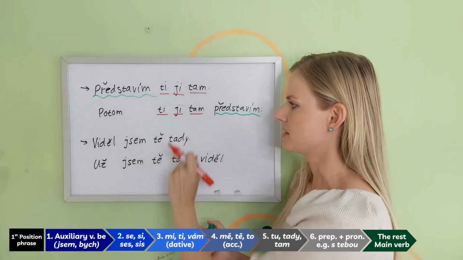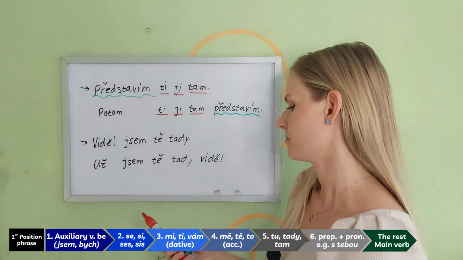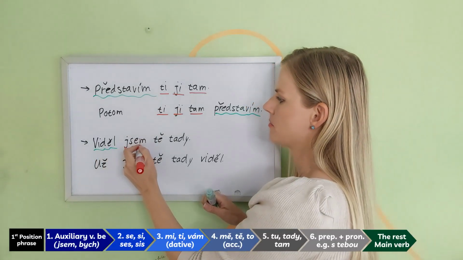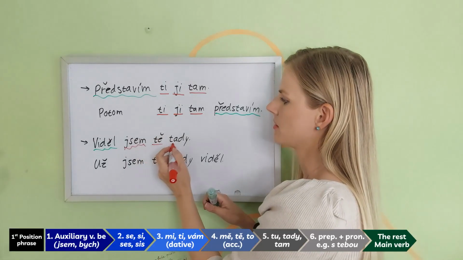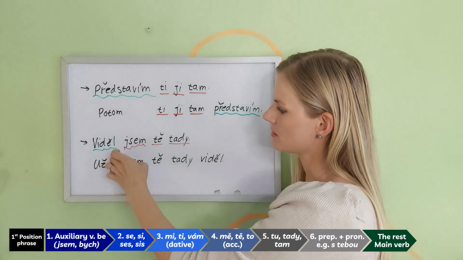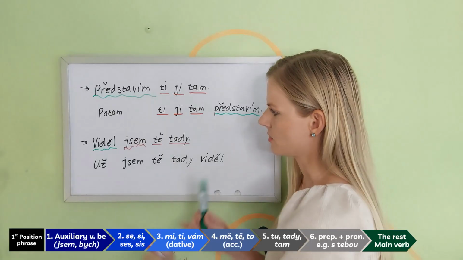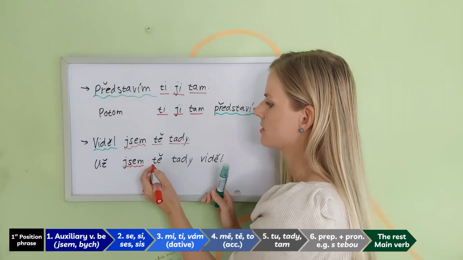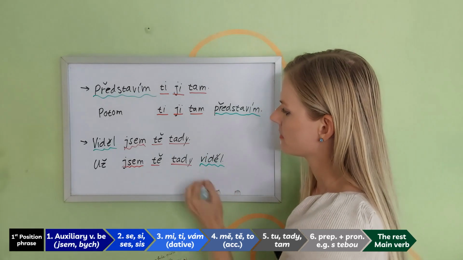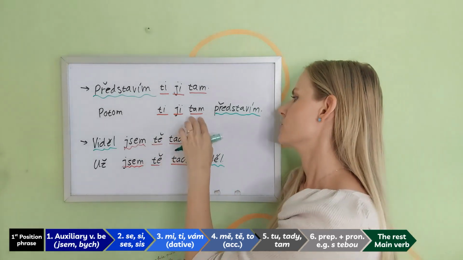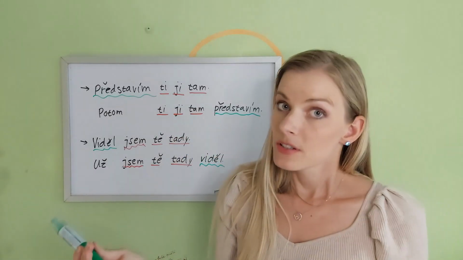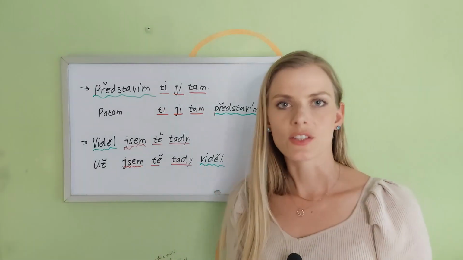Or, viděl jsem tě tady. I have seen you here. The verb here, viděl. And then the second position words. Jsem, and then tě, pronoun, and then tady. If we put a word such as už in the first position, the second position area is occupied by the same words here. And then we have the main verb. The main verb is at the end. Here you can see how these words such as tam and tady would not end up at the end. They could if we needed to emphasize them. This is all.